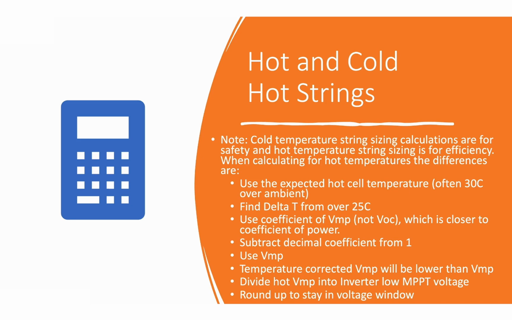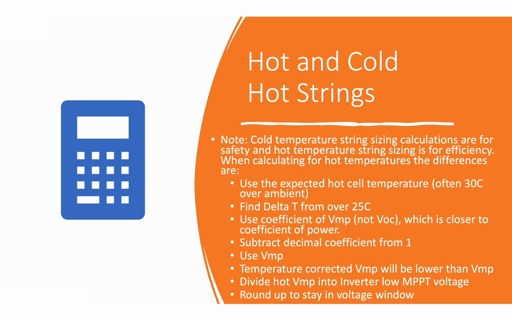But sometimes, for some reasons, people might want to know what would be the least amount of modules that they could put in series. So let's figure out what we need for that. What we would need is the expected hot cell temperature. Before, we took the low temperature and we didn't add to it for the heat of the sunlight and all that. And engineers sometimes will do that.